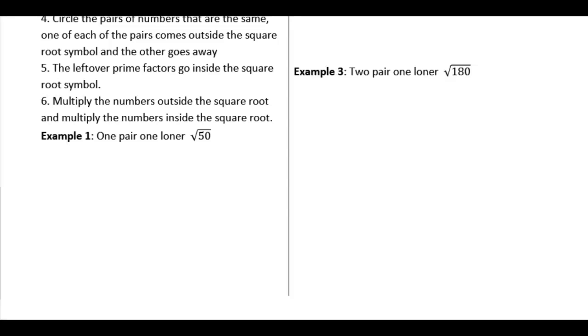So, first things first, we got to know what the word prime means. Y'all know what prime numbers are?